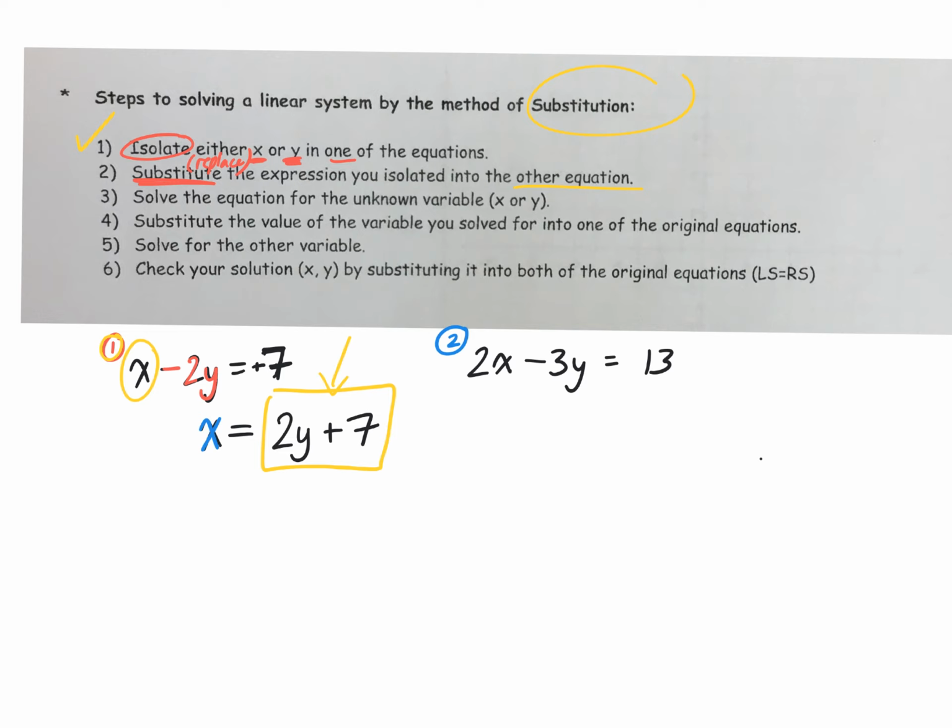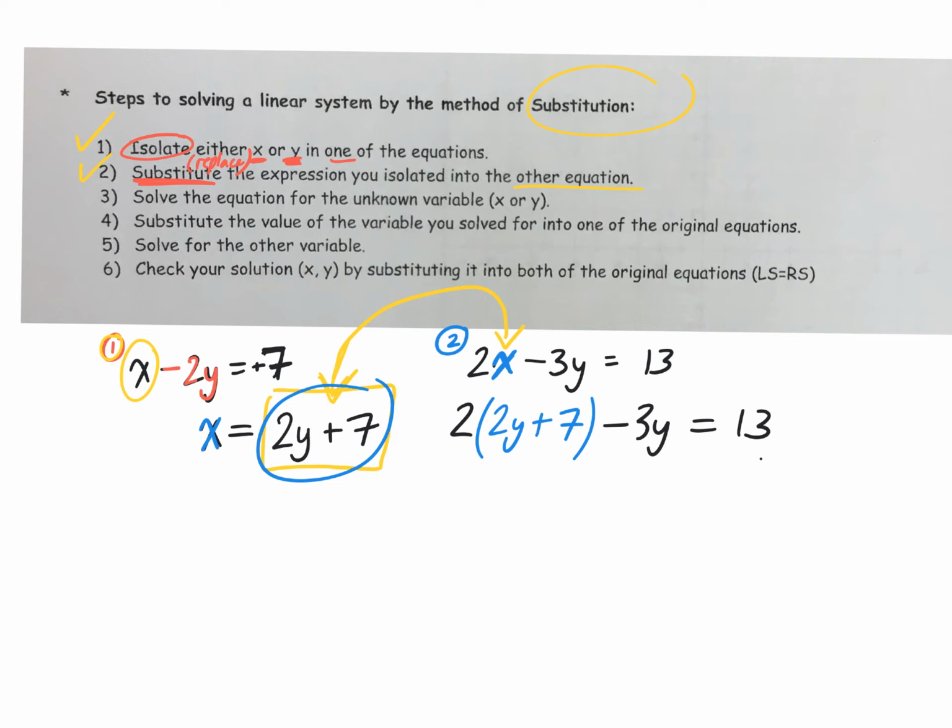So in the second equation, I have an x. So instead of writing 2 times x, I'm going to take this and I'm going to substitute it. Does that make sense? So wherever you see the x, instead of writing x, I'm going to write what? 2y plus 7. So I've just replaced my x, and then I'm going to write the rest of the equation. So we're done step 2.